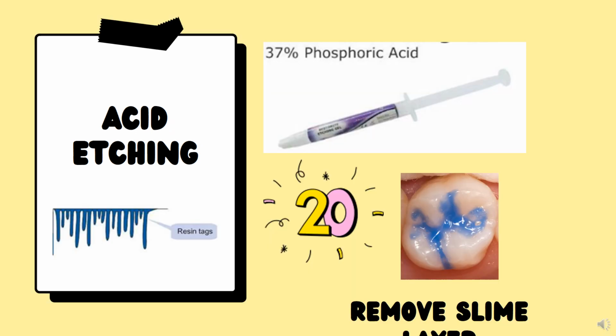Next is acid etching. We all know that we use 37% orthophosphoric acid. Remember this, students, if it's less than 30%, what will be formed, and if it's more than 50%, what will be formed. If it's less than 30%, dicalcium phosphate dihydrate is formed, and if it's more than 50%, monocalcium phosphate monohydrate is formed. So remember this, in orthophosphoric acid, this is one of the most important things. And here is 20 seconds of acid etching you will be doing in your Pit-and-Fissure sealant. And make sure that you remove your slime layer while doing acid etching. These are the key points to remember while doing sealant.